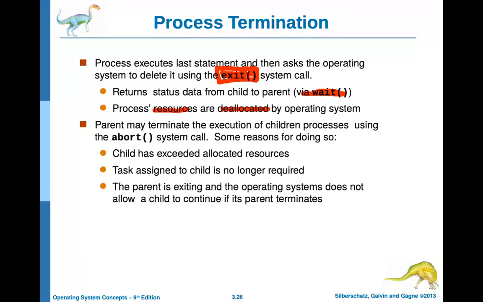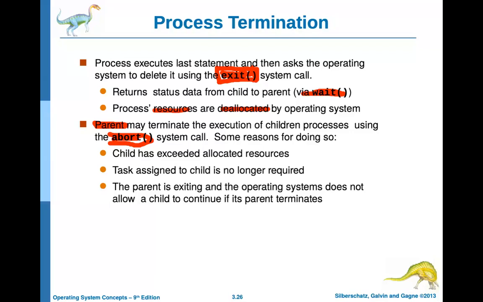Second way of termination of a process is by the parent. So the parent may forcefully terminate the child. I am saying forcefully. Okay, and for that abort is the system call. Now try to understand exit and abort. Exit will be called by the process itself, whereas abort, the parent will send the signal to the child process saying that stop your execution. So this is forceful termination of the child process.